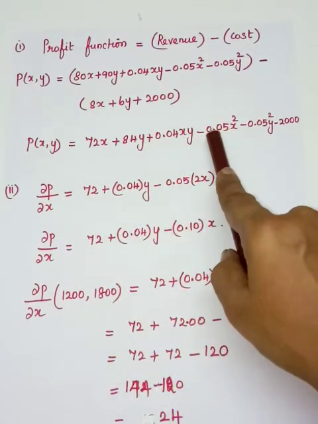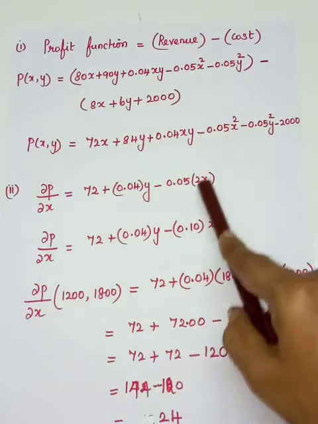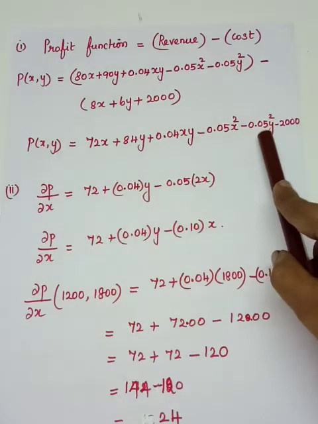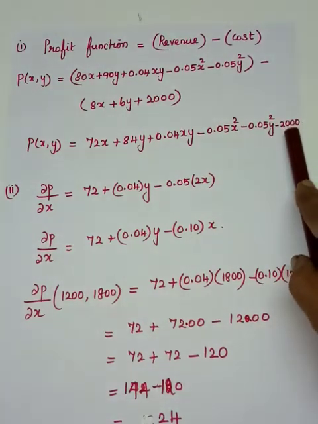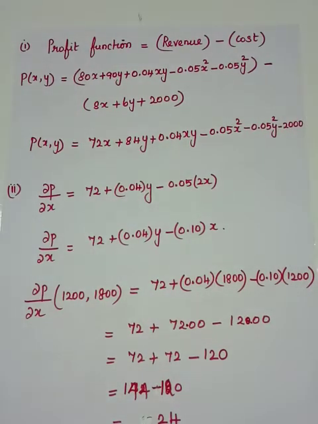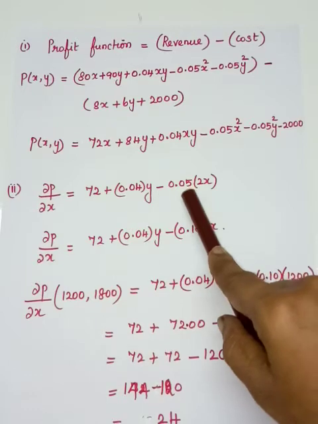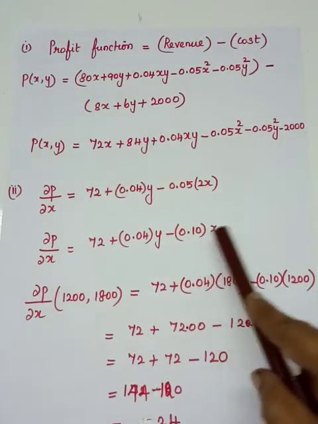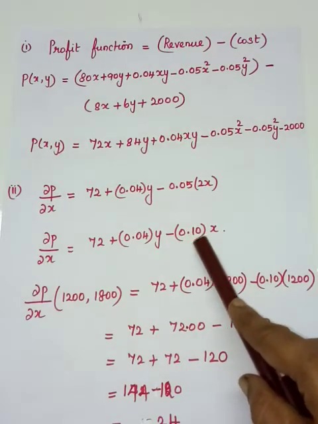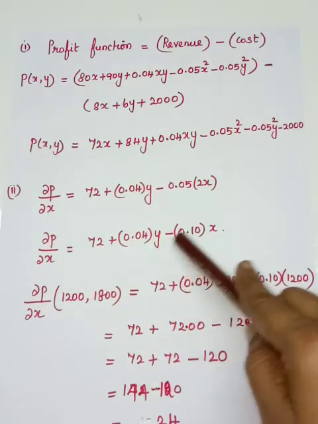And come to here, minus 0.05 is a constant. The differentiation of x squared is 2x, and this is the term involving y squared, whose differentiation is 0, and this is the constant whose differentiation is 0. That is your dou p by dou x. Here when you multiply 5 into 2 it is 10. If you place 2 decimal places to the left, it is 0.10 into x.